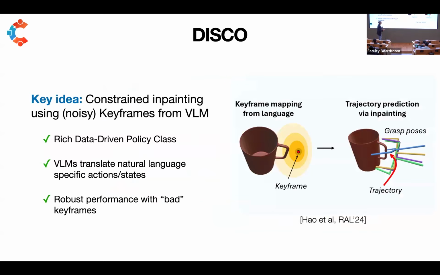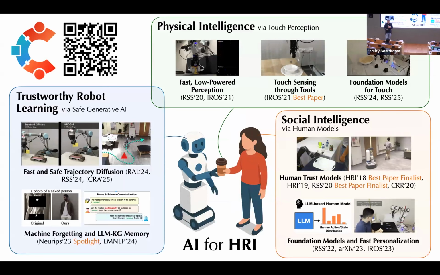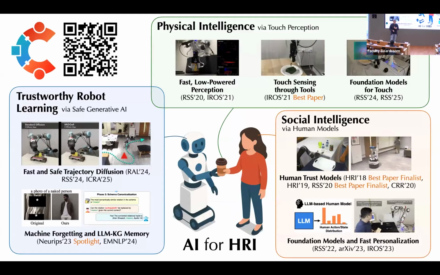Okay, so the key idea here was very simple. We have the rich data-driven policy class, again, just using a diffusion model, but now combining with a VLM in order to get out keyframes that we can get the model to obey. And then we can get robust performance, provided you use this constraint optimization technique. Okay. So this is the end of the kind of technical content. I think I'm within time.